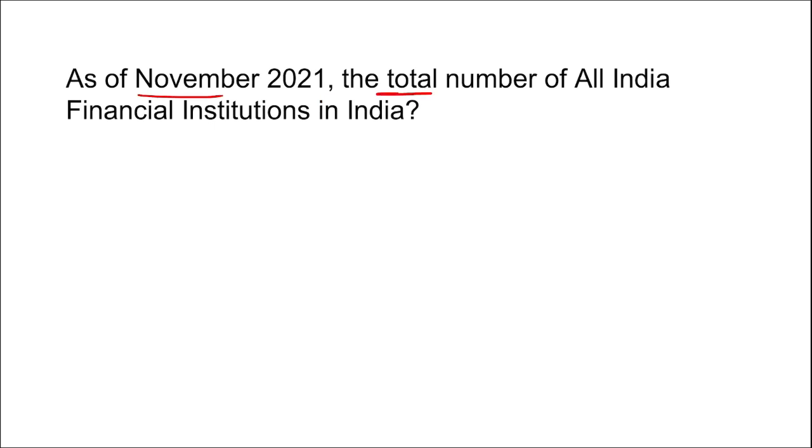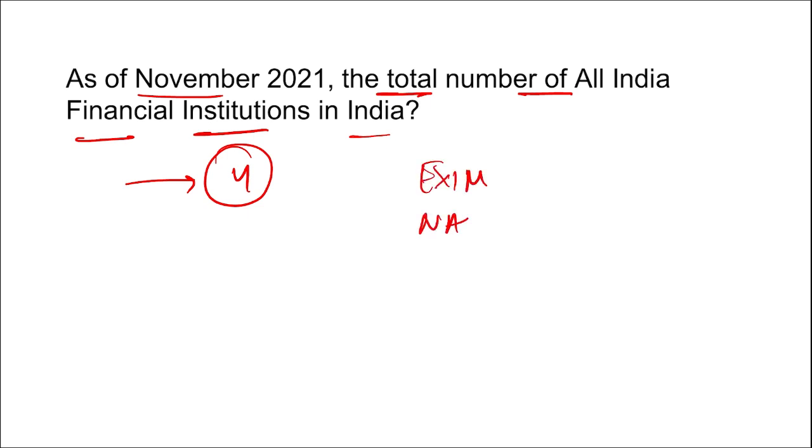As of November, the total number of All India Financial Institutions in India is dash. What is the total number of All India Financial Institutions in India? Remember, there are a total of 4 financial institutions all over India. Alright, they are Exim Bank, NABARD, NHB, that is your National Housing Bank, and SIDBI.